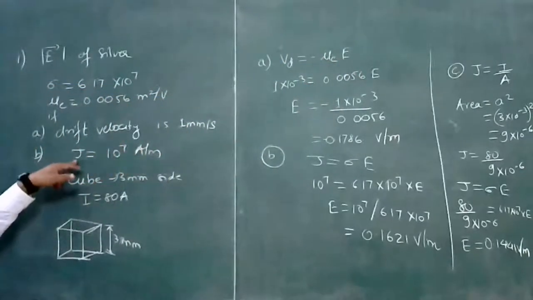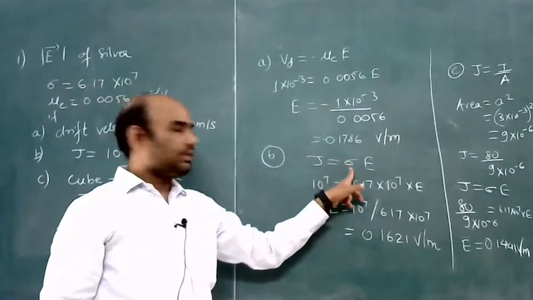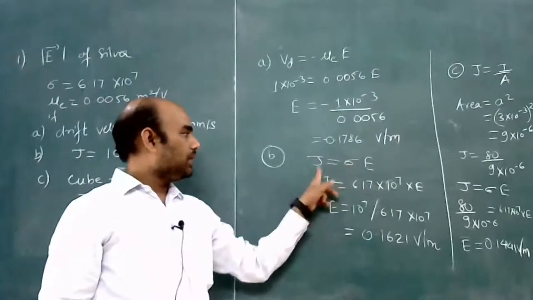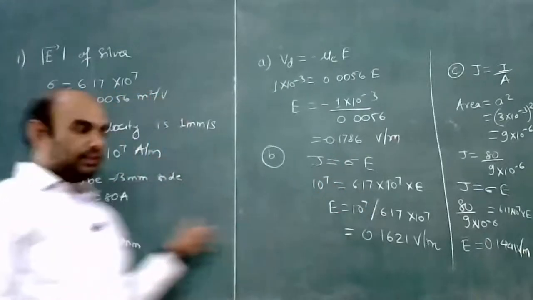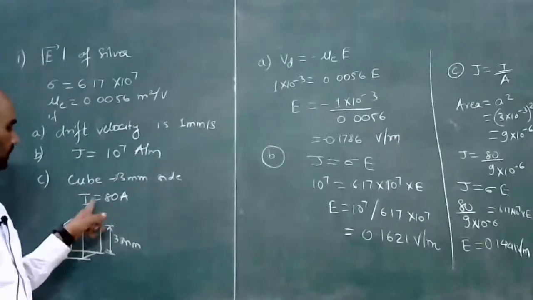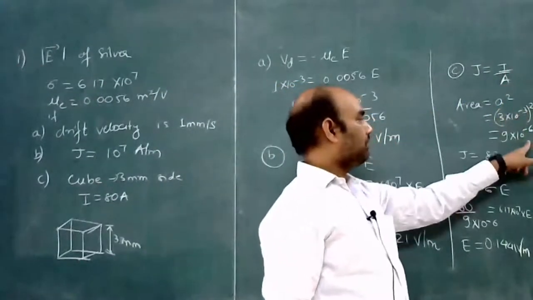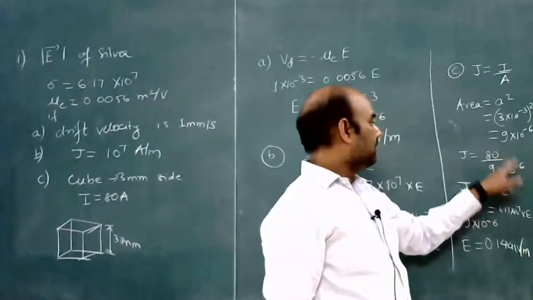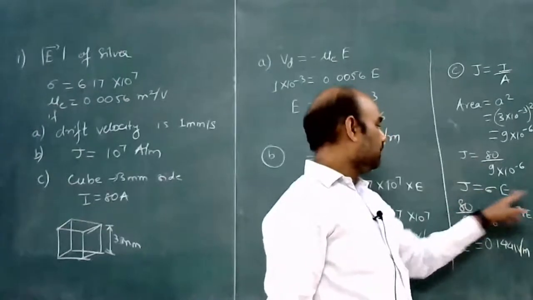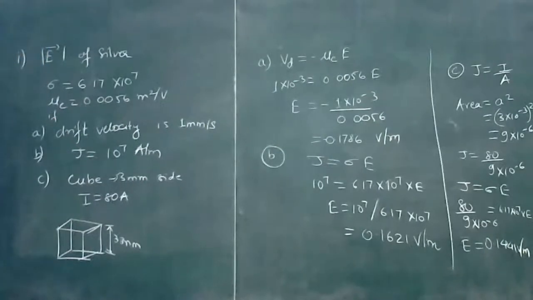Second, you have to find the value of E when J is given. J is equal to sigma E, where J is current density and sigma is conductivity. So E will be J upon sigma. J is given, sigma is given. Then the third part: a cube is given with side 3 mm and the current flowing through this cube is 80 ampere. First we find the area, then current divided by area gives J, and J is equal to sigma E. Sigma is given, so you can find E.